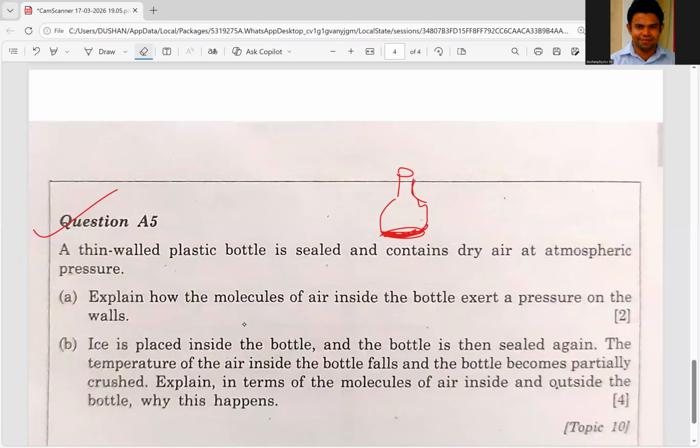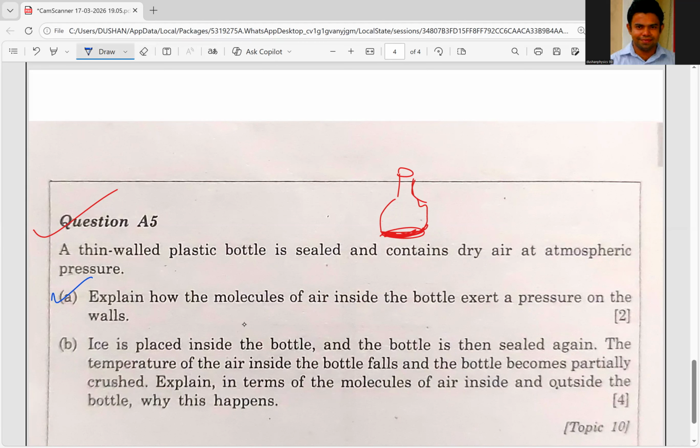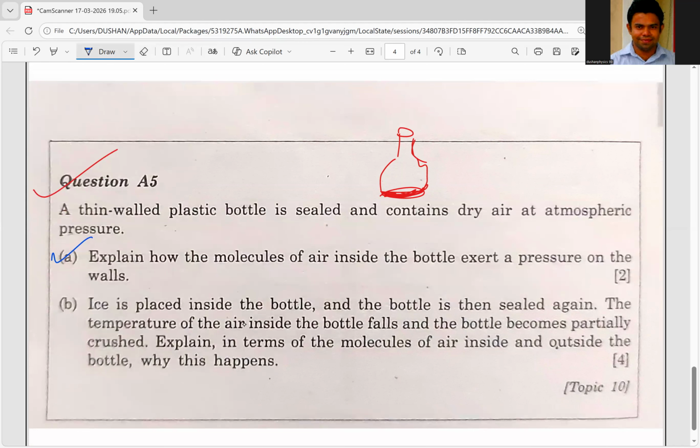Okay, Sanket? Air molecules move in a random motion. These random motions lead to collisions with the walls. These collisions create a force, and the force per unit area is considered pressure. Good. B part. Ice is placed inside a bottle and the bottle is then sealed again.